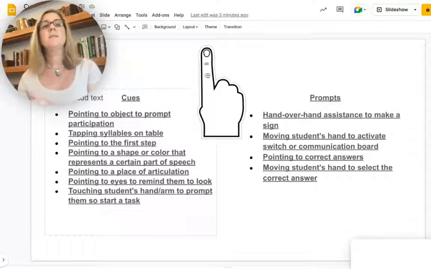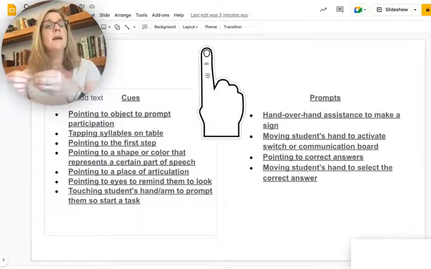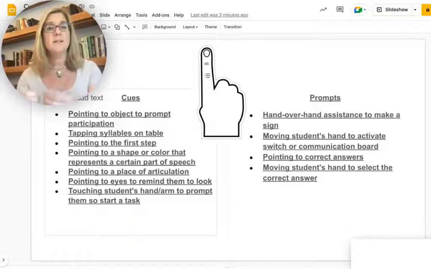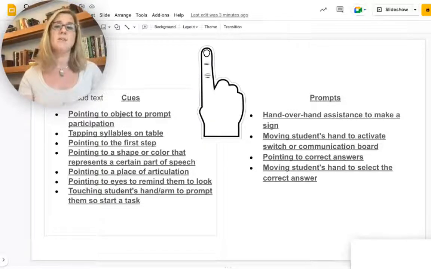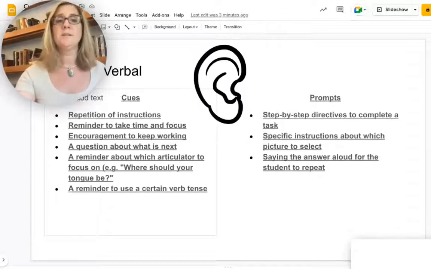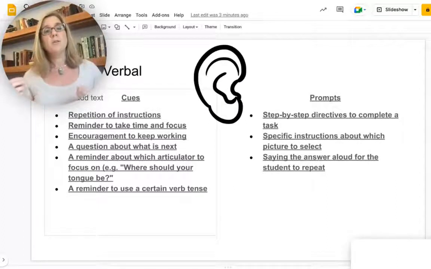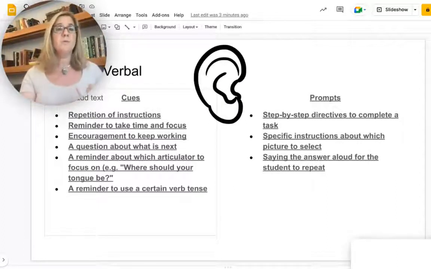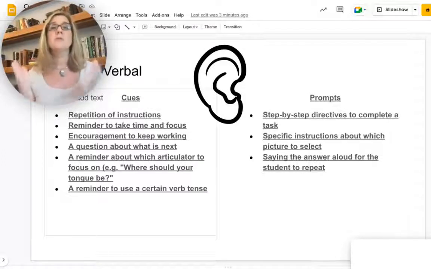Whereas a prompt, a tactile prompt, would be hand over hand assistance to create a sign, to move the student's hand to a particular square on an augmentative communication board, pointing to correct answers, things like that would be considered prompts.